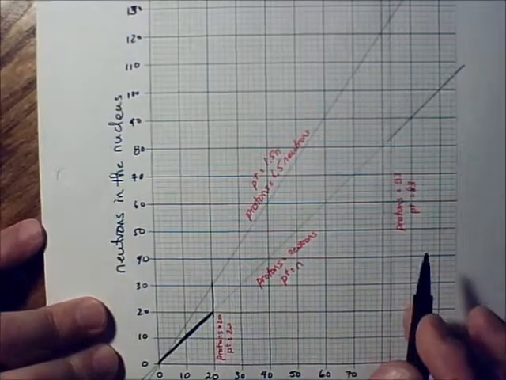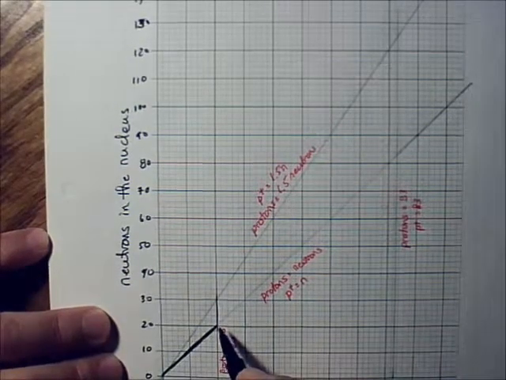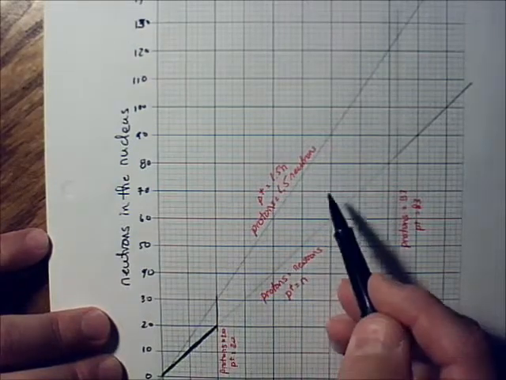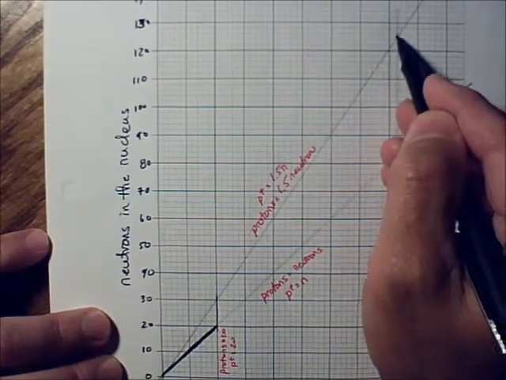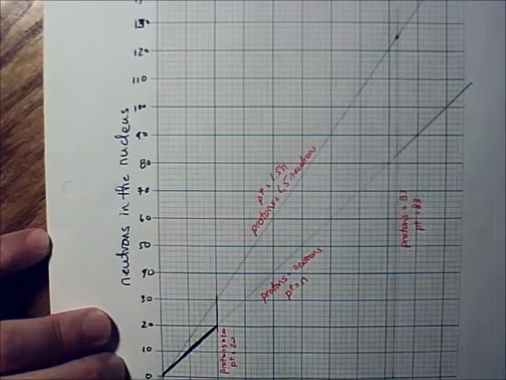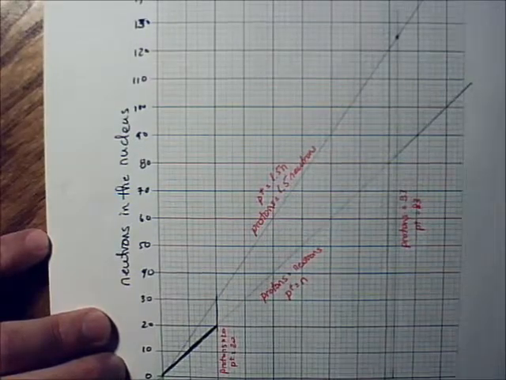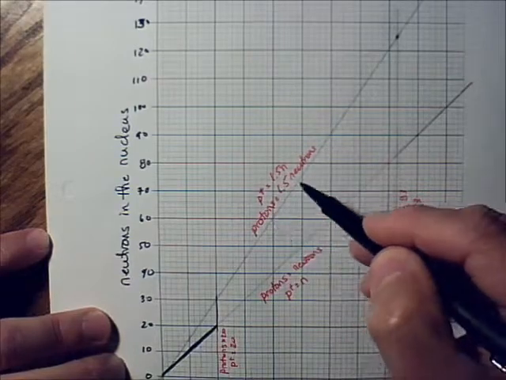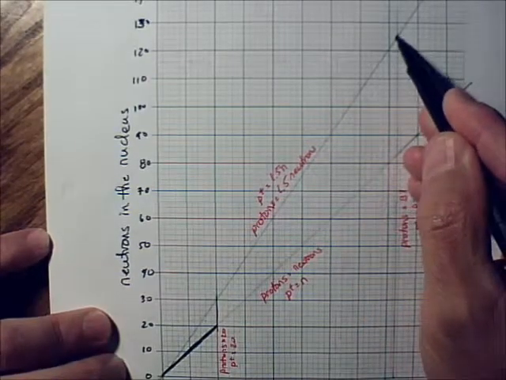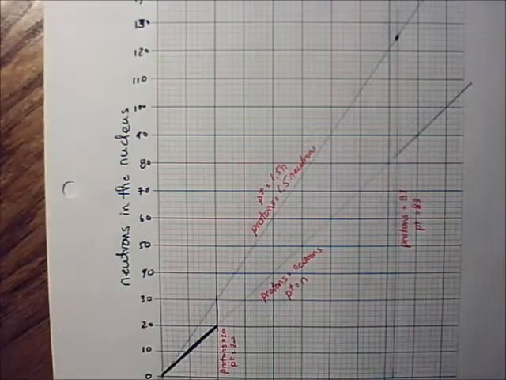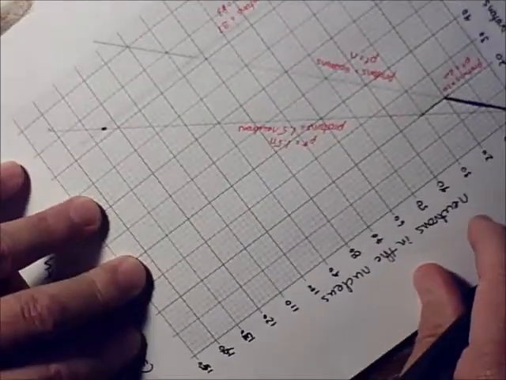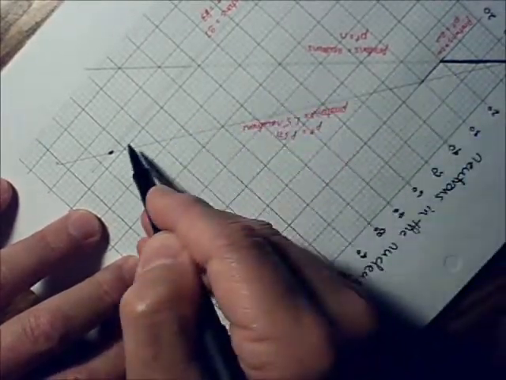Now, after this point right here, there's a slow, smooth curve up till we intersect right here, where protons equals 83 intersects with the line protons equals 1.5 neutrons. So we're going to have a slow, easy curve up to that point. Since I'm right-handed, it's easier to spin it around and make a slow, easy curve from here to here.